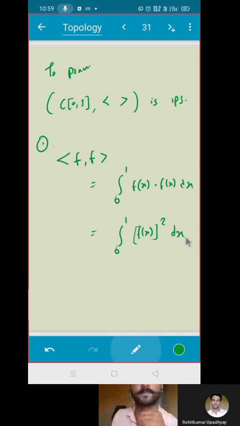What can I conclude from this? Can you conclude from this that the inner product of f, f is always greater than 0? And how can you do that?